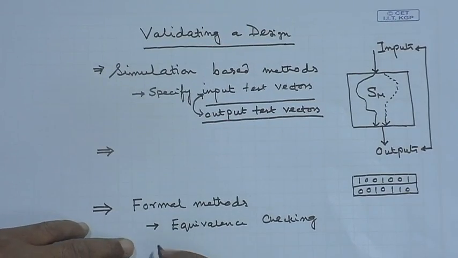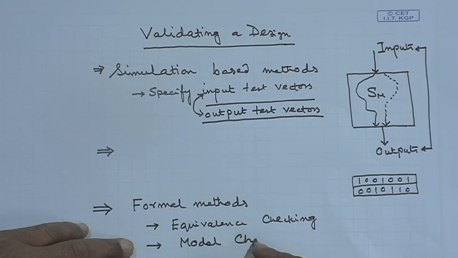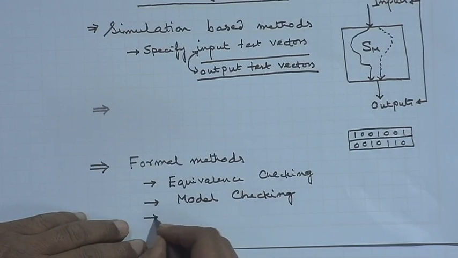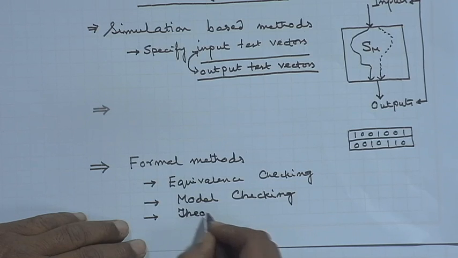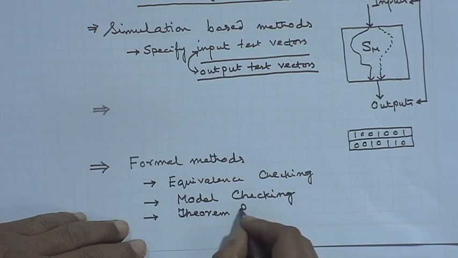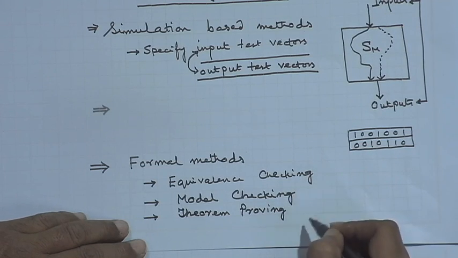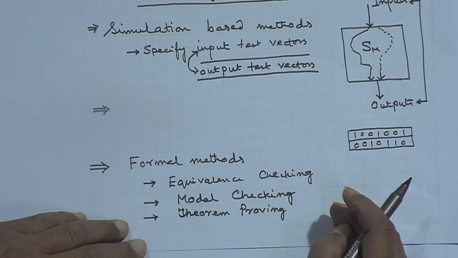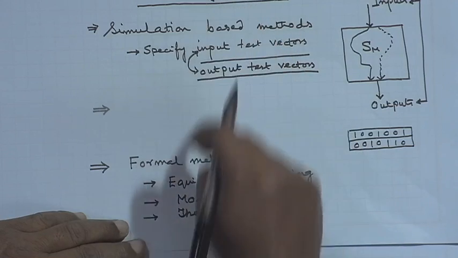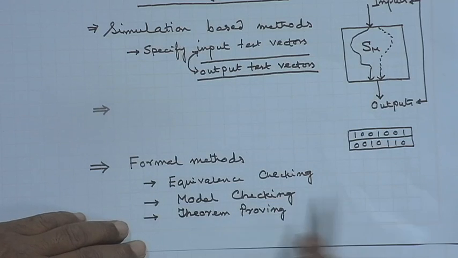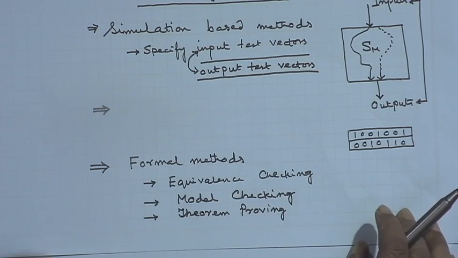There are other ways. We will see that, like model checking, and there is a more rigorous way, but more expensive, which is theorem proving. So, these are typically the three different ways in which formal methods of validating a design or verifying a design. This can also be called the verification methods. All these are the three different ways of doing it.